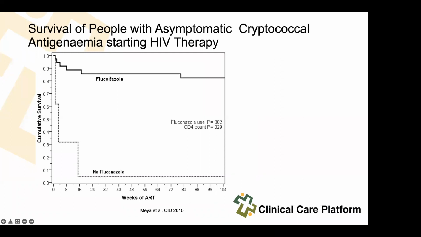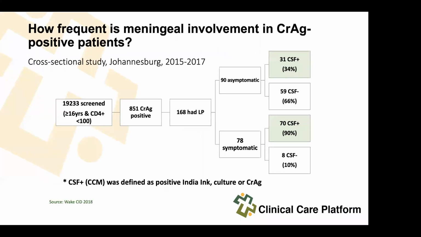You can see here, this is the widest gap I've ever seen in a survival curve, showing that it's important to identify HIV positive patients who have a positive crack, especially if you start them on ARVs. We have to check those crack results. And if the antigen test is positive, we must offer fluconazole because it improves their survival right there. So very, very, very key.